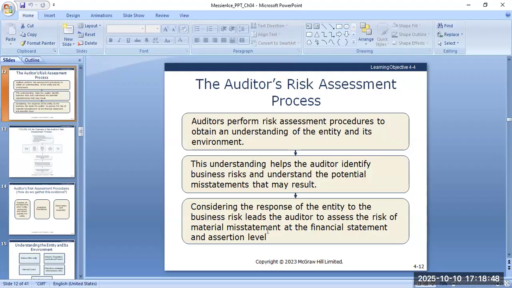Is it high? Is it low? So, for example, the company changed the controller, the previous controller retired, they hired a new controller, and he has no accounting experience. What is the risk of material misstatement, high or low? Obviously, it's going to be high. If that's high, that means we have to lower the detection risk.